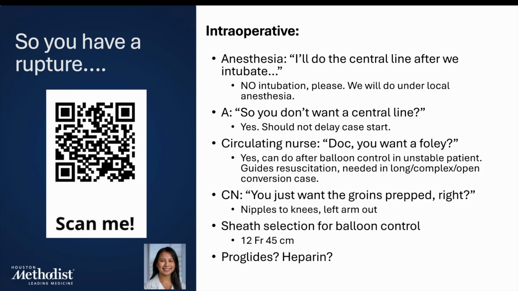And finally, ProGlides and heparin. So these are very case dependent and attending dependent. Obviously useful to have the ProGlides in for pre-close if you're able to. If not, you have to cut down on the groins later. And for heparin, if the patient is coagulopathic at all, it's generally not needed for these cases, but some people will heparinize after at least getting balloon control when they have bigger sheaths up.